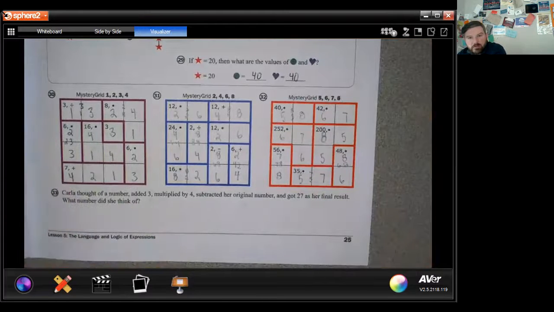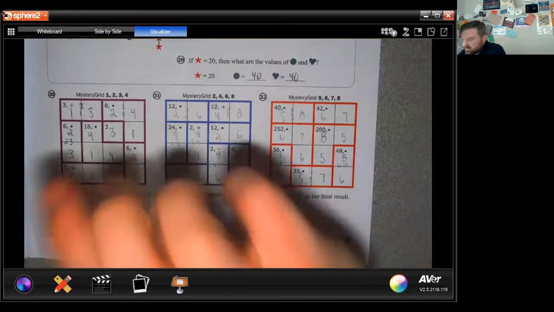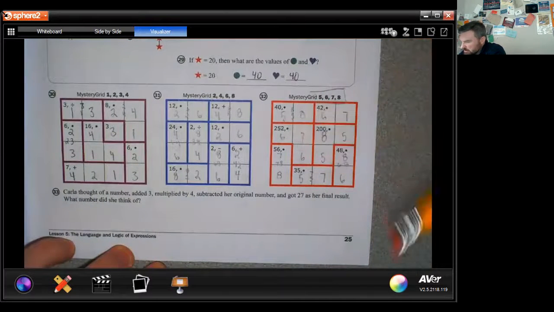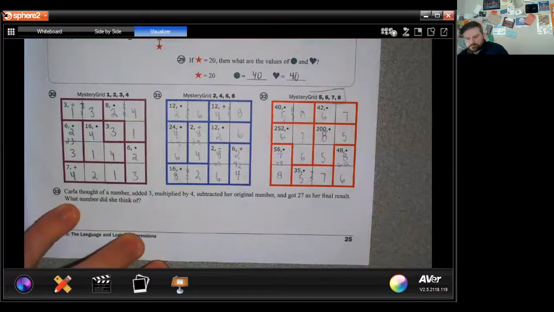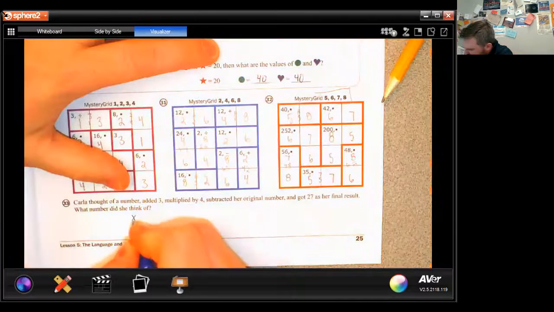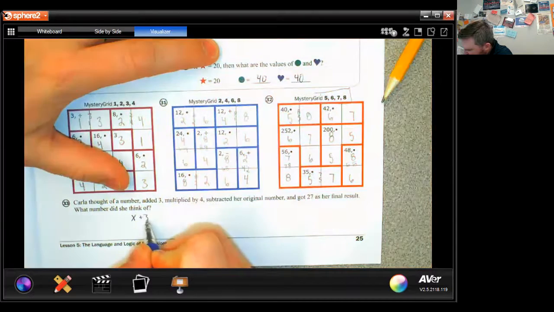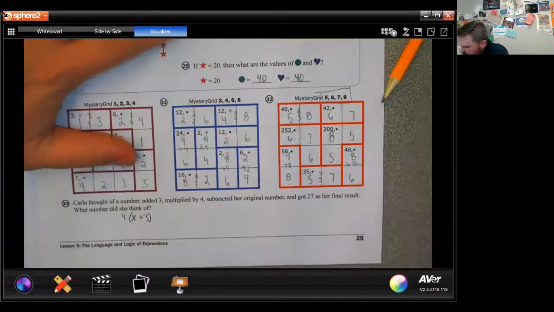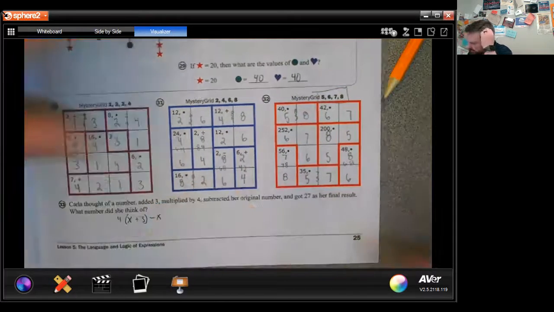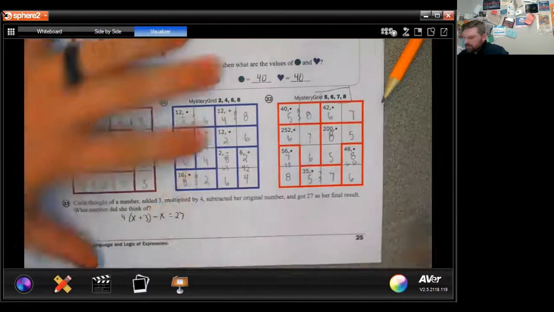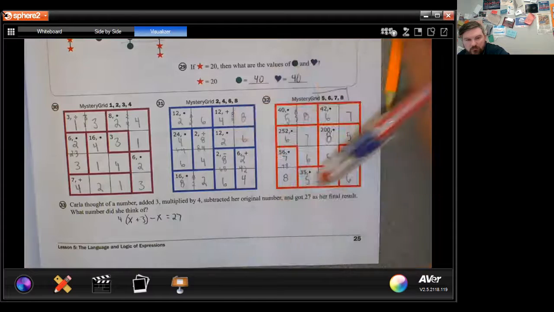Okay, so that one has some large numbers in there. You may need to figure out which ones up here multiply to get those numbers, because that one was all multiplication. Okay, Carla thought of a number. So she thought of a number X. Then she added 3. Then she multiplied that by 4. Then subtracted her original number and got 27 as her result. What did she think of?